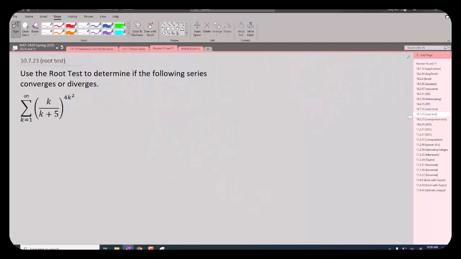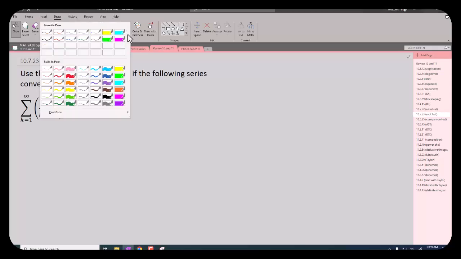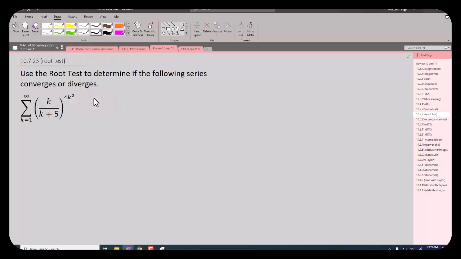Okay, so let's try a root test. So root test is usually, you at least try. If you see that there's a power of k somewhere in there, the root test makes perfect sense to try. We have seen that sometimes the root test doesn't work and it's inconclusive, but we at least would always try that first, because it works really well.